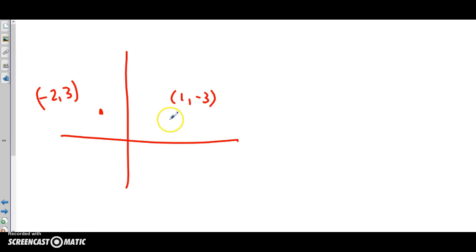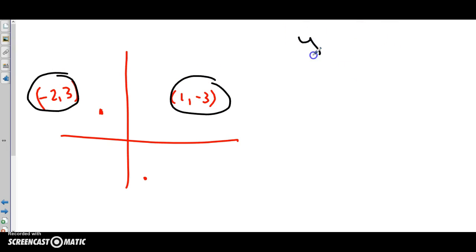1, -3. How's that? So I'm at the point 1, -3. So down here somewhere. That's -2, 3, and 1, -3 is down here. So here's what I know. I'm going through the points -2, 3, and the point 1, -3. What's my y equals mx plus b version of this line? So I need the slope and I need the y-intercept, and I know neither of them.